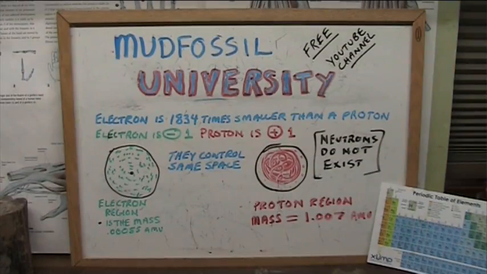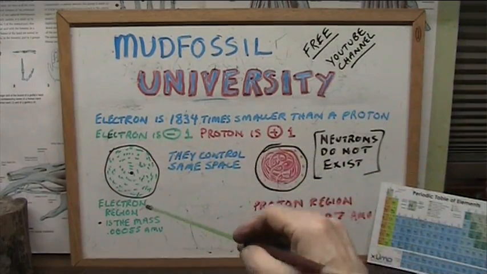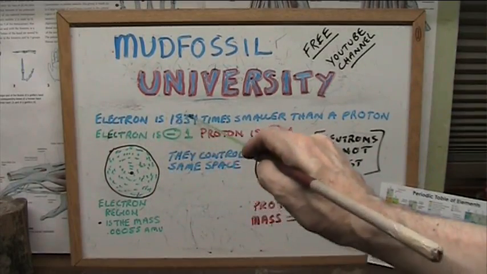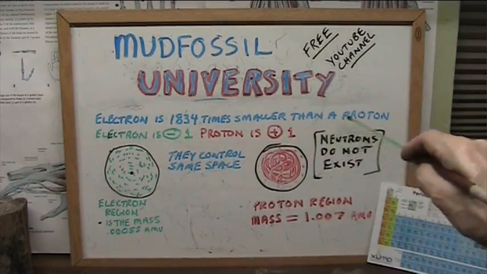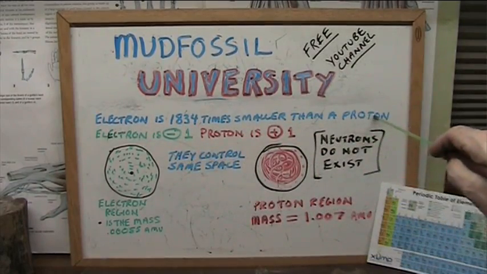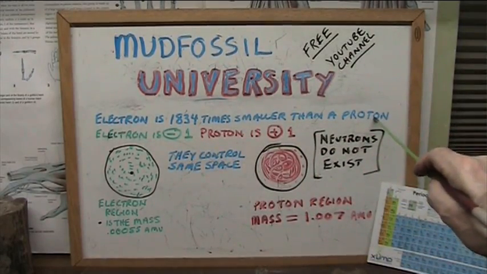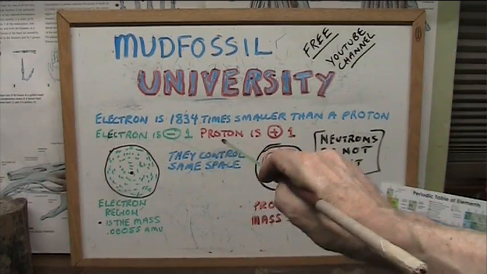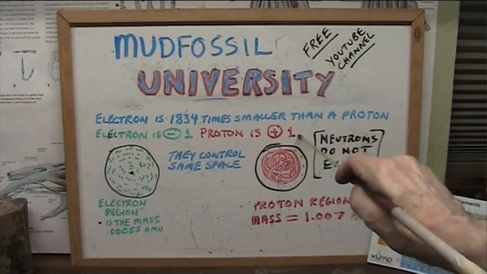All right, these are my claims based on the experiments with light and the regions that the light particles control. Now, I will go along with these statements. Electrons are approximately 834 times smaller than a proton. So every electron is 834 times smaller than a proton. An electron is a -1 charge and a proton is a +1 charge.